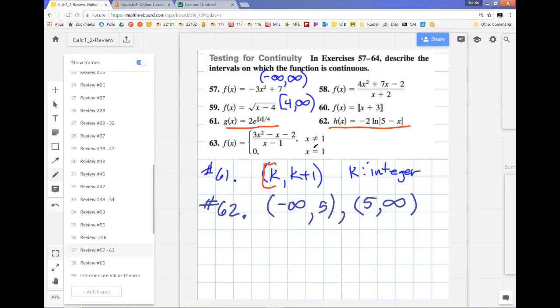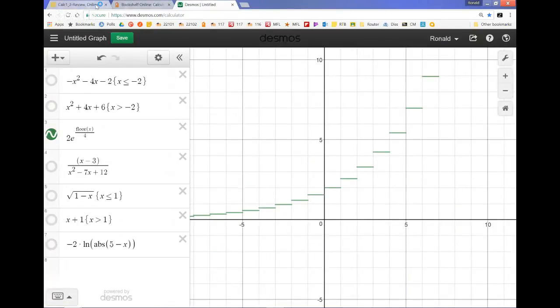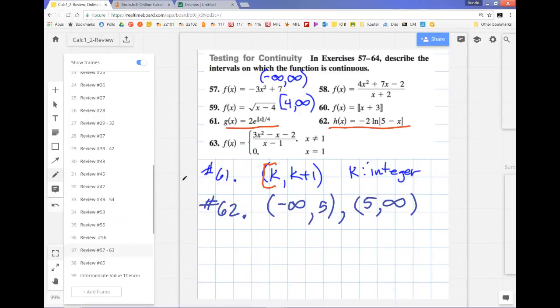Somebody wrote to me in the other class, said, how in the world is that continuous? It is not continuous, and you can see that clearly. But they asked, what are the intervals of continuity? We can break it up into all these little continuous segments, and that's what this is saying. So that's 61.